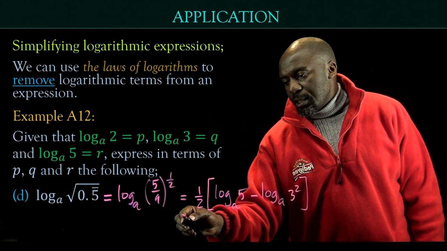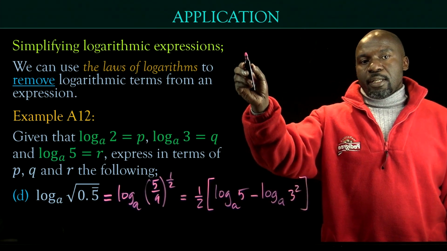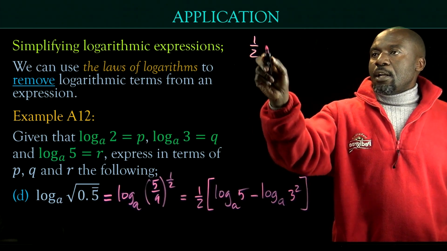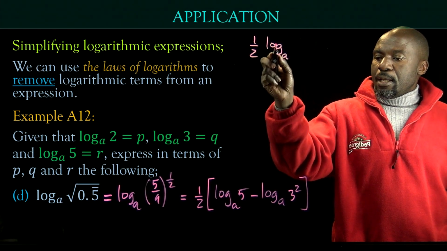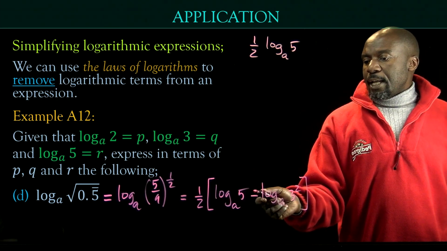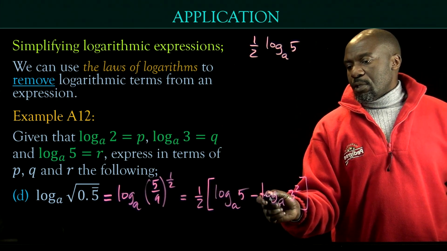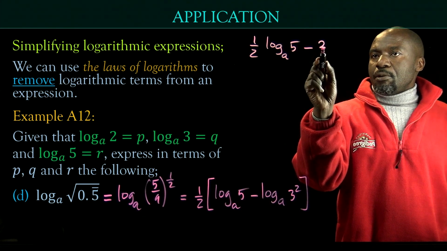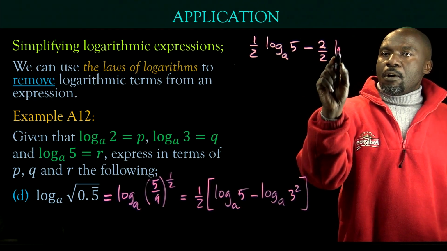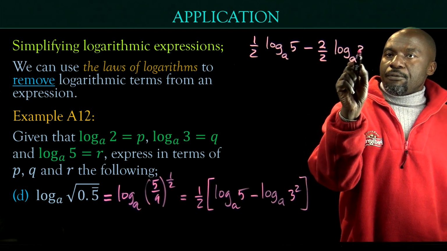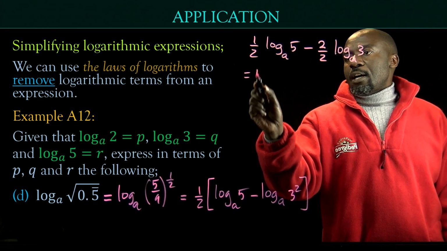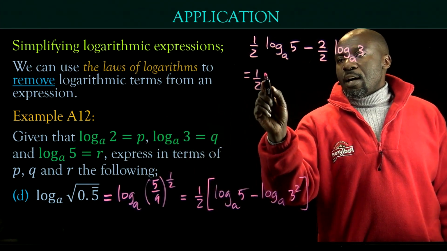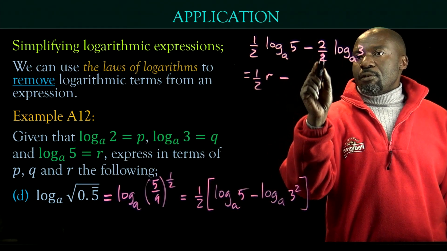So I can write this, okay, can I use the space here? I can write this as a half log 2 base a of 5, okay, and this 2 goes in front, and then a half comes forward, and I have minus 2 over 2 log 2 base a of 3. So that becomes a half. The log 2 base a of 5 is r, so a half r minus 2 over 2.